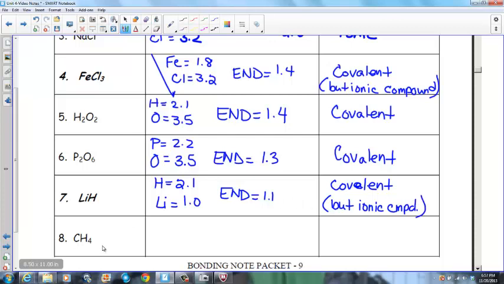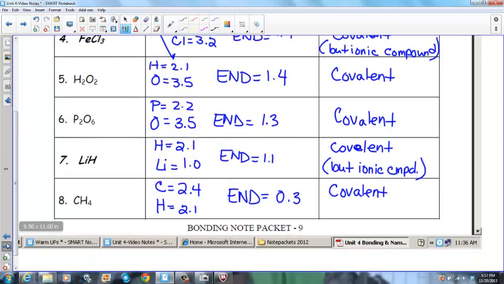All right, and the last example, and then we're finished for the evening. CH4, which is methane, and we look up the electronegativity values of carbon and hydrogen. Hydrogen we know is 2.1. Carbon is 2.4, and our END is actually very close to 0. 0.3 makes it very covalent in character. And that finishes our lesson for this evening.